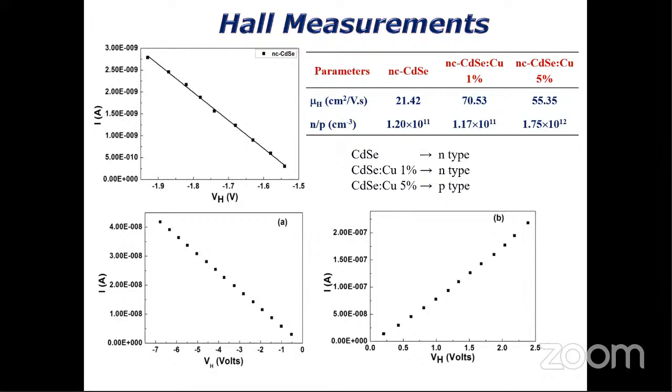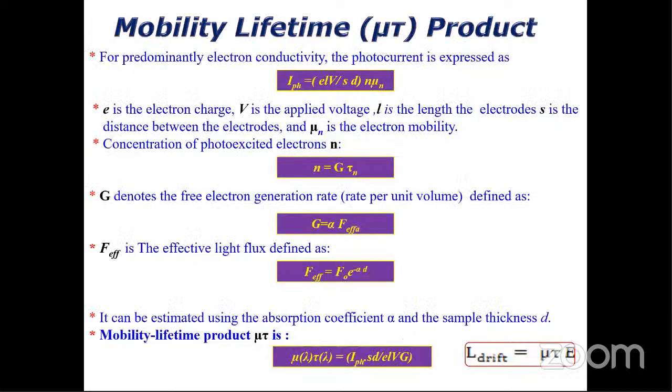But when we increase the concentration of copper to 5%, we have got a change in the type of charge carriers, and it becomes P type. Hall measurements all of us have done in the 11th, 12th or graduation classes. Okay, so I will not go into the detail of that one. But when we are going to do these measurements in thin films, we are supposed to take a lot of precautions and all those things. Then the mobility lifetime product.